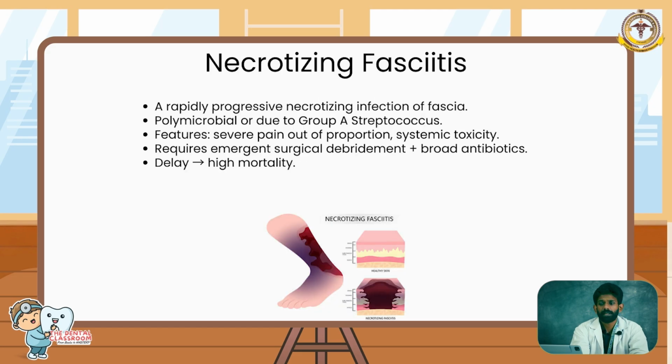Necrotizing fasciitis. It is a rapidly spreading necrosis of the fascia and the subcutaneous tissue. It is usually polymicrobial or caused by group A streptococcus. The patient presents with severe pain, crepitus, and systemic toxicity. This requires surgical debridement and broad spectrum antibiotics. The mortality is more than 30% if the treatment is delayed.